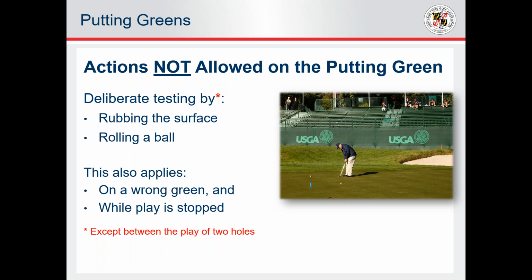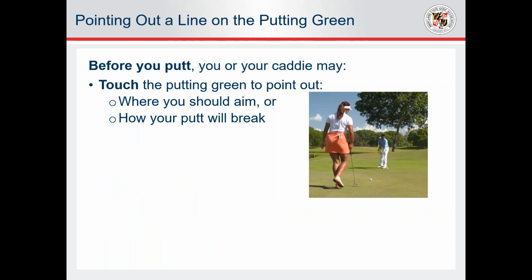So if we're in a group and we've completed play of the hole before we walk to the next tee box, we're allowed to roll a ball. We're allowed to make a practice putt, as long as a local rule isn't in effect that prohibits us from doing those things. You're allowed to rub the surface after you've completed the hole, but you're not allowed to do this while playing the hole. So it's important to understand that there are restrictions on rolling a ball and practicing during play of the hole.